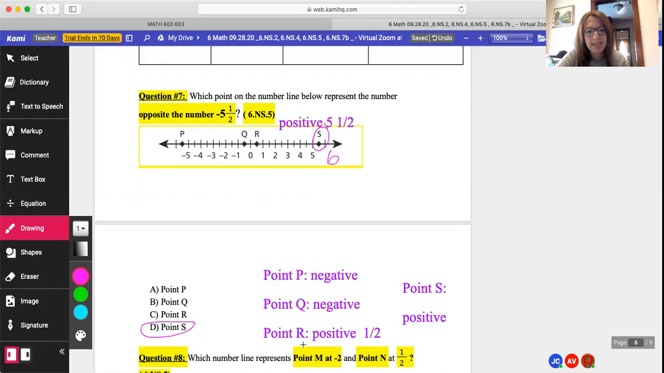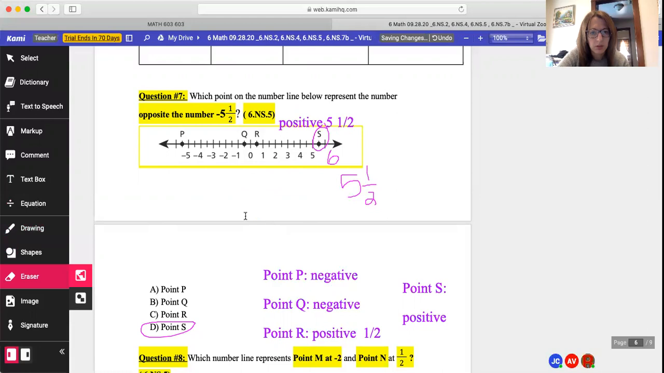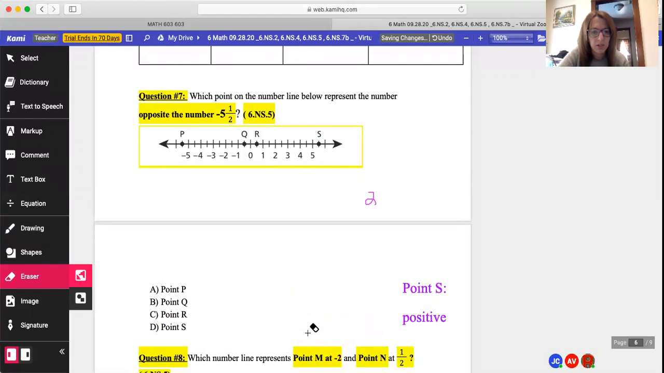The reason why it is not choice C, which is point R, is because if you look in between 0 and 1, this shows positive 1/2, and I'm looking for 5.5. Hope that helps you. All right, let's move on. Almost there, guys. Almost there. I think like 2 more problems.